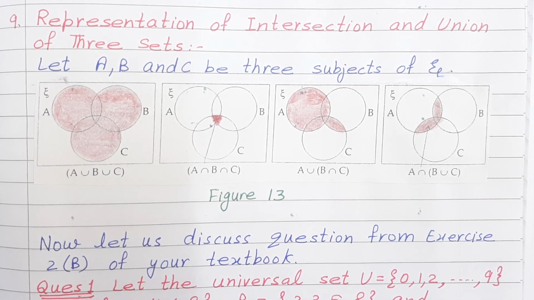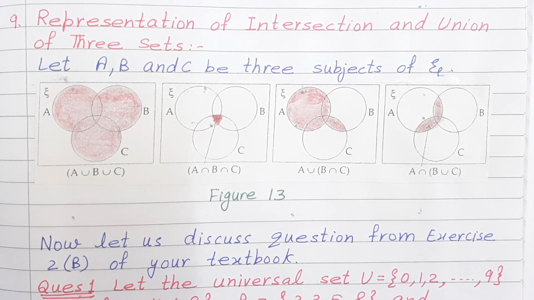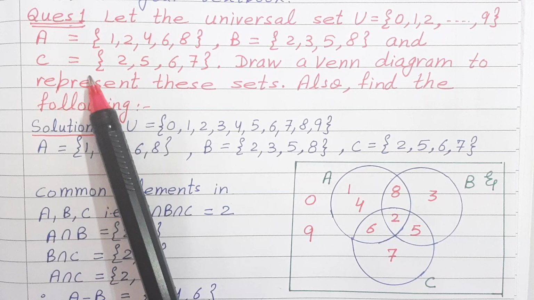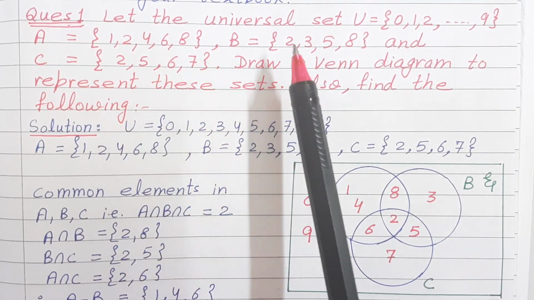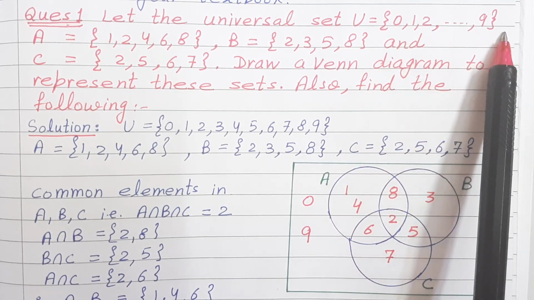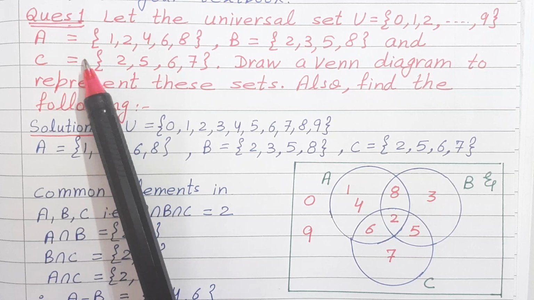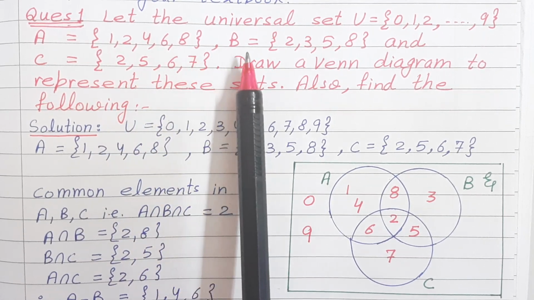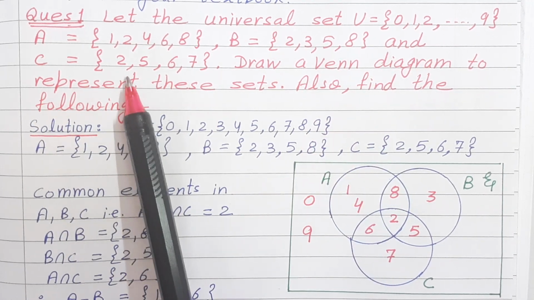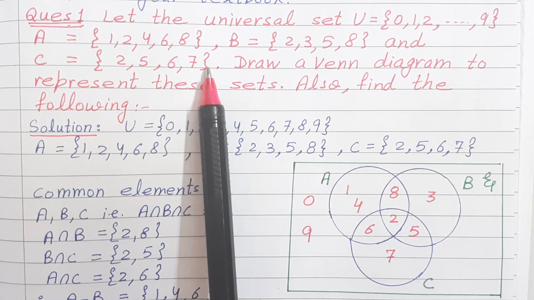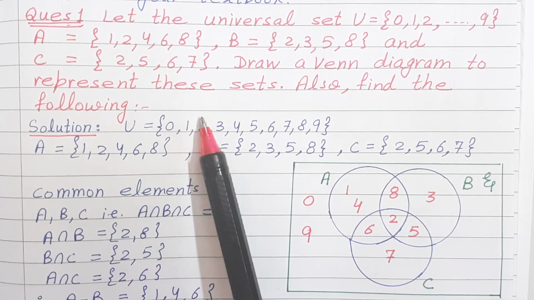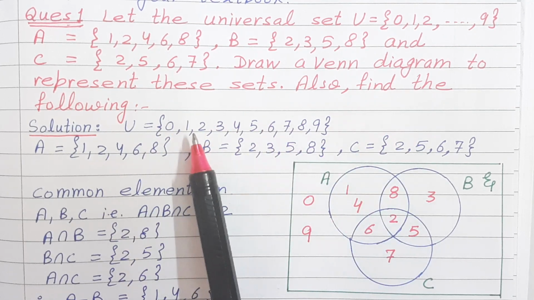Now let us discuss few questions from exercise 2B of your textbook. Children, see, question number 1 is, let the universal set U, that is 0, 1, 2 and so on till 9. A is 1, 2, 4, 6, 8. B is 2, 3, 5, 8. And C is 2, 5, 6, 7. Now, children, draw a Venn diagram to represent these sets. Also find the following, that we will do later.